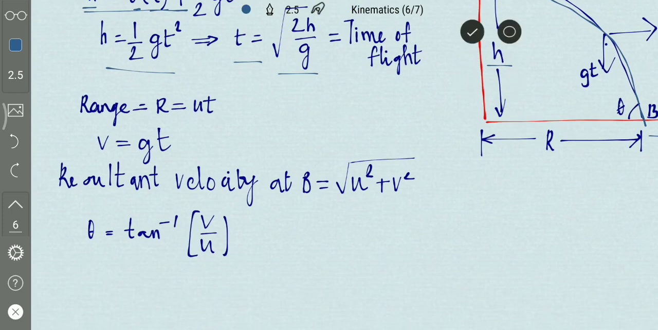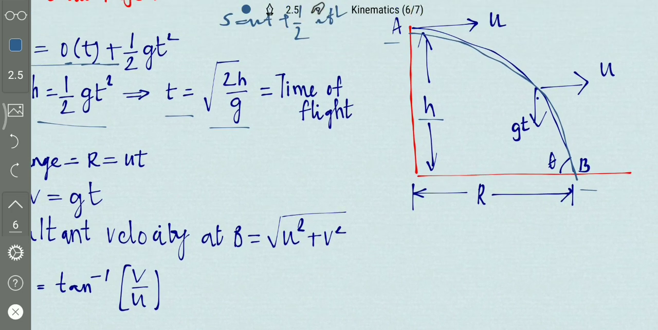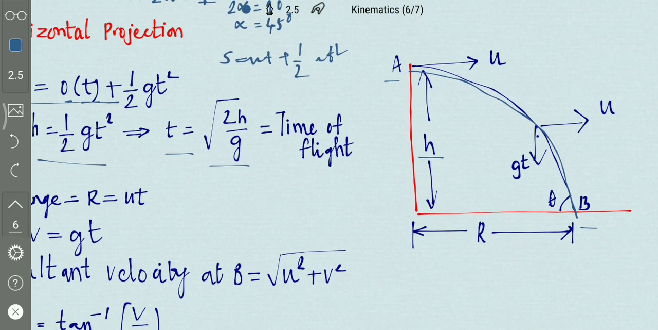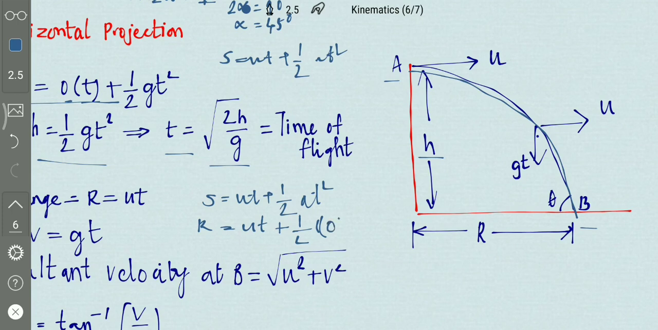And what is range? Range is equal to u into t. So s is equal to ut plus half at square. Here range is r, and the horizontal velocity is u into t plus half into acceleration. Is it traveling with an acceleration in the horizontal direction? No, the velocity of this body is constant everywhere over the path. So acceleration is 0 into t square. So r is ut, this term will become 0.